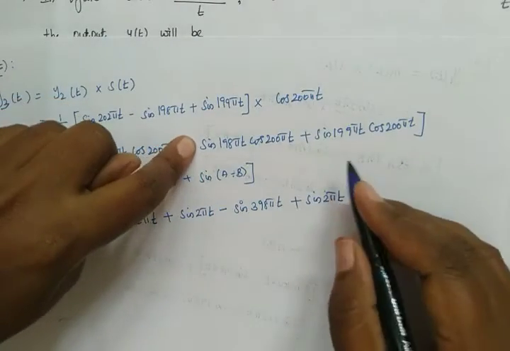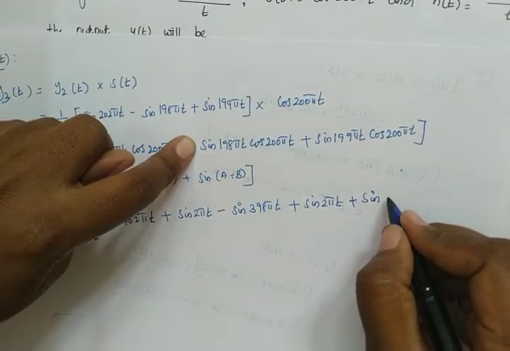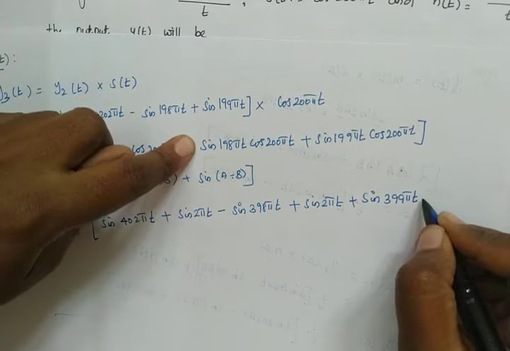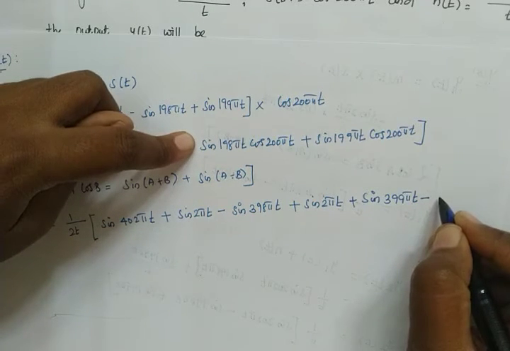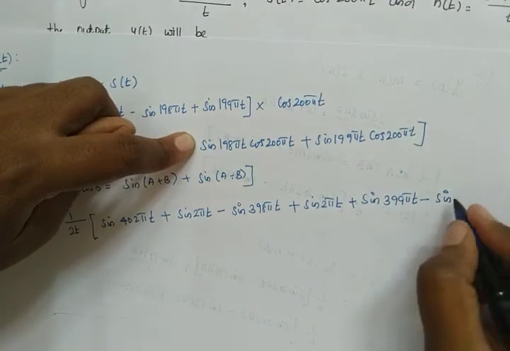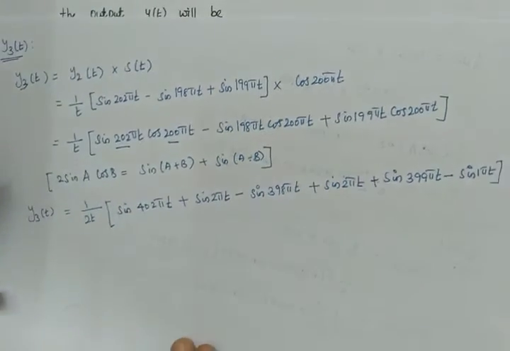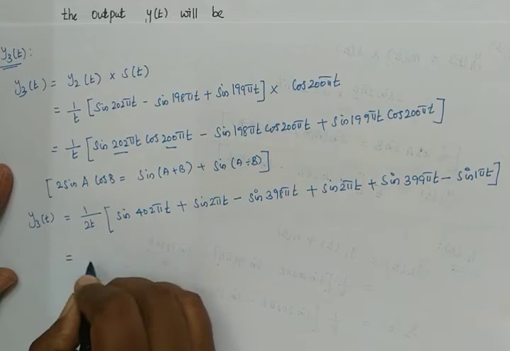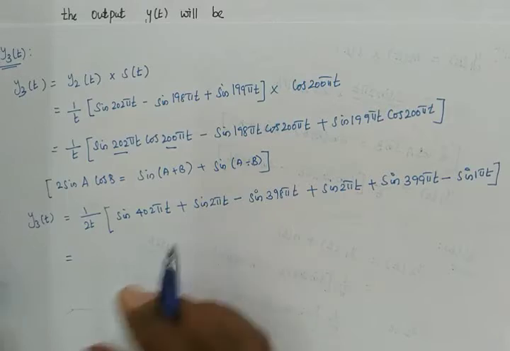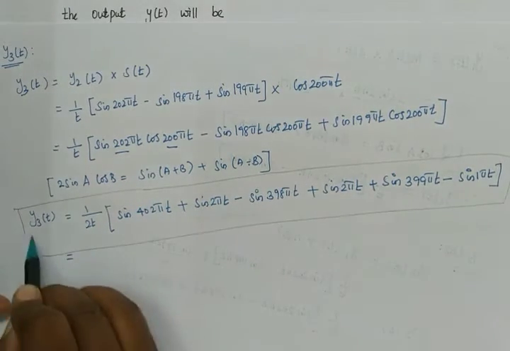Plus here we have sine and cos, so again sine 200 plus 199 is 399 pi t minus sine, here we have 200 minus 199, that is 1 pi t, or we can say sine pi t. That's it. Now this is the answer for y3 of t.